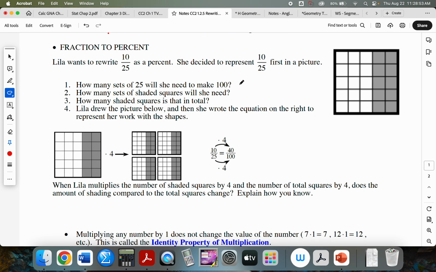How many sets of 25 does she need to make 100? Yes, need 4. So then how many sets of shaded squares will she need? The same. She'll need 4 of those. Now, the question is, how many total shaded squares will she have? Well, she had how many? 10? She's going to make 4 sets of those, so that's going to be what? 40.